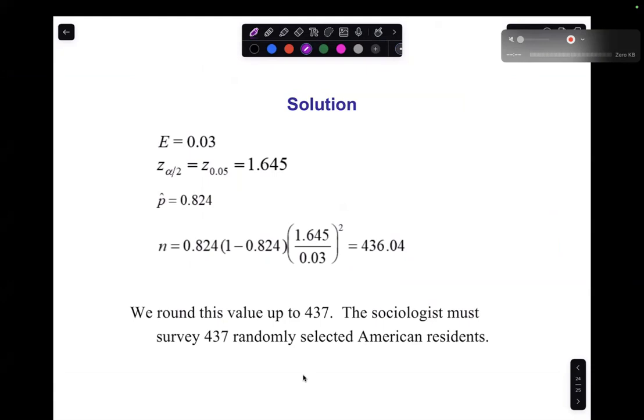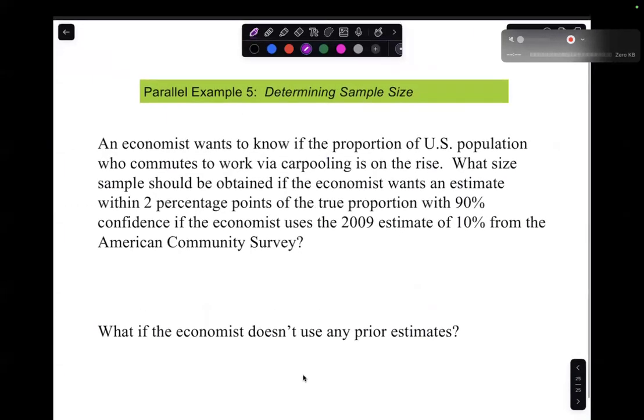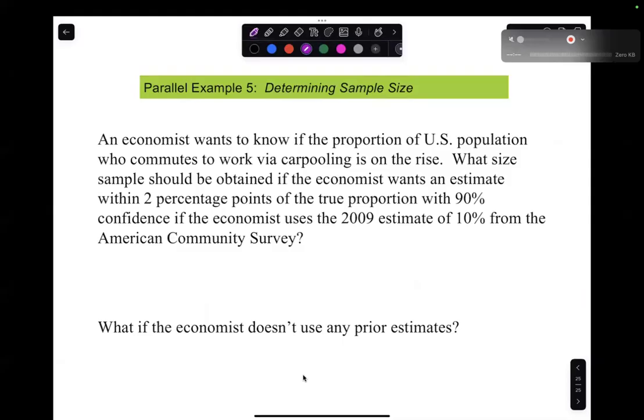We're almost done. We have one more slide. One slide left tonight. All right. An economist wants to know the proportion of the US population that commutes to work via carpooling. So we want to be within 2 percentage points of the true proportion. We're estimating 10% from a previous survey, and we have a 90% confidence interval.